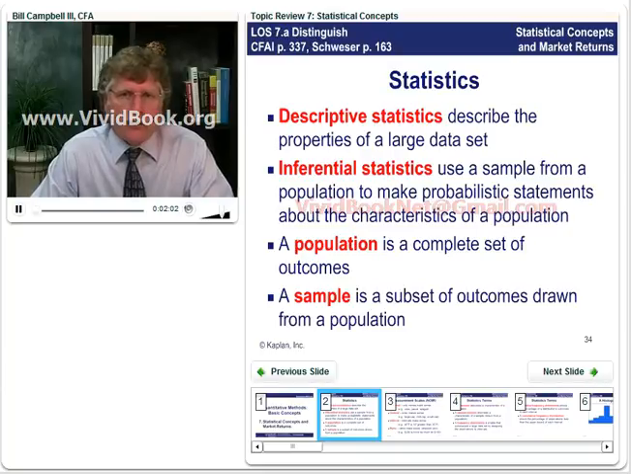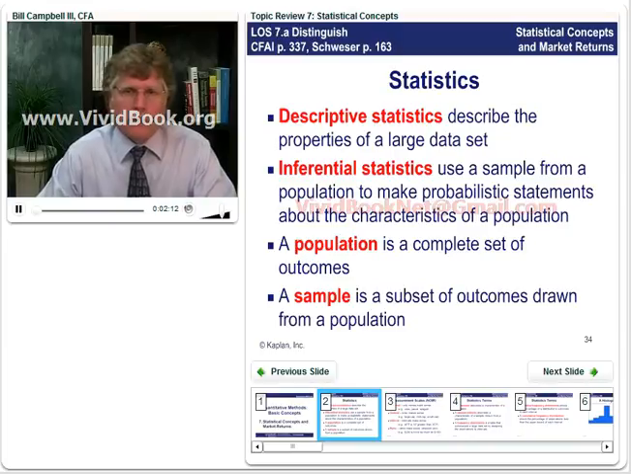You need to know the difference between a population, all the giraffes in the world, and a sample, the 500 giraffes that we were able to capture. We'll talk more about populations and samples as we go along.